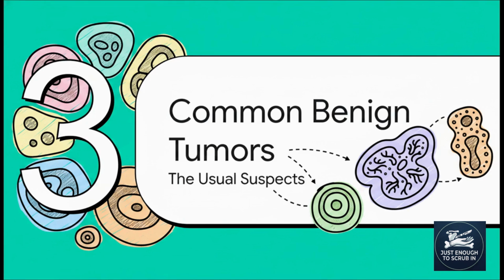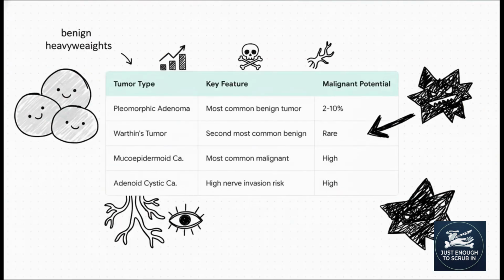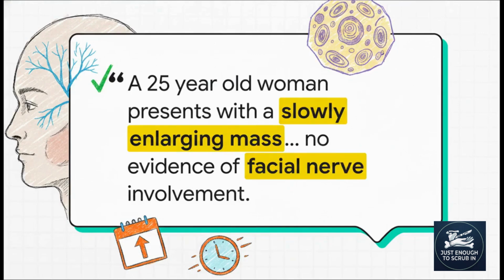Okay, so the Rule of 80 points us straight at a benign pleomorphic adenoma. So let's take a closer look at this one and see how it stacks up against the other common players, both benign and malignant. This table is a great little cheat sheet. On the benign side, you've got the two heavyweights, pleomorphic adenoma and Warthin's tumor. And on the malignant side, the two you absolutely have to know are mucoepidermoid carcinoma and adenoid cystic carcinoma. Just look at the key differences here: malignant potential and that all-important risk of nerve invasion. This little clinical vignette, this is the absolute textbook presentation.